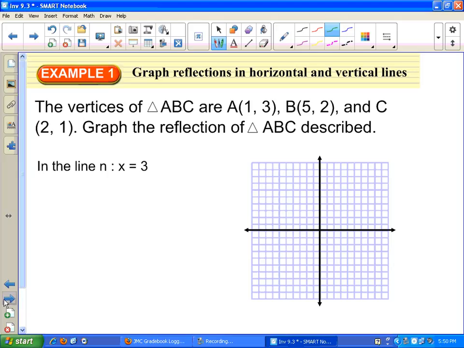So here we go. We're going to start doing our own reflections. We're going to start by doing horizontal and vertical lines. These are the easiest. When we get to slanted lines, we're only going to do the basic slanted. Those are a little bit tougher.